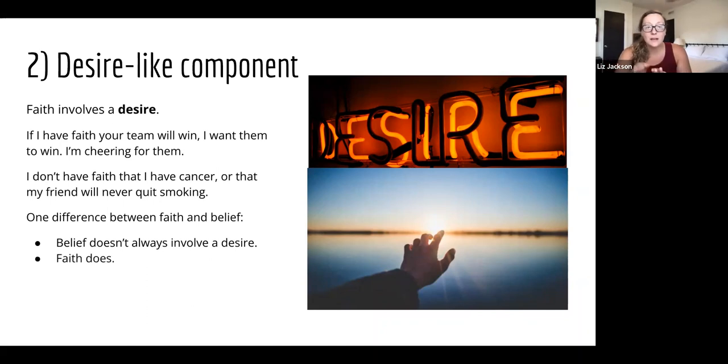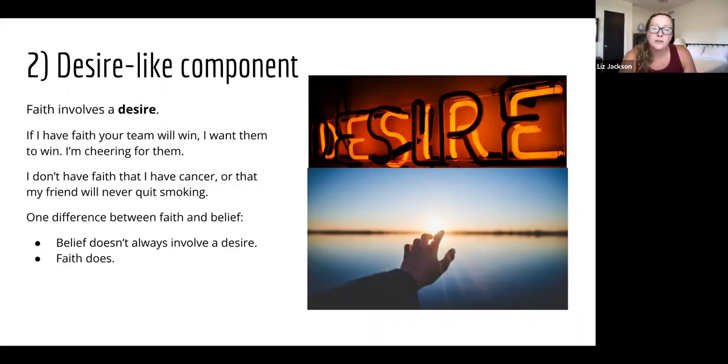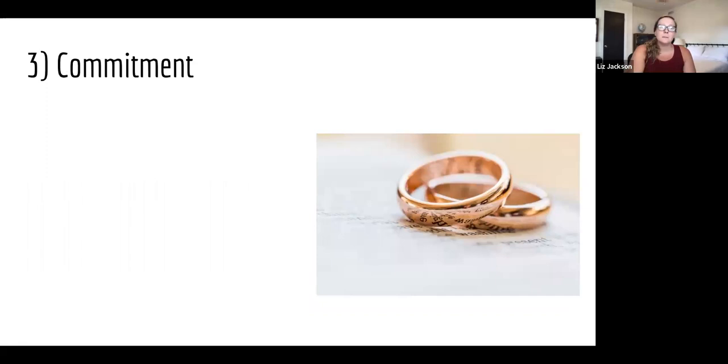So note that you could still say faith and mere belief are different, but faith always leads to a belief. It's just that belief doesn't always lead to faith. Belief does not entail faith. The question is whether faith entails belief. But because of this desire component, just because you believe something doesn't mean you have faith in it, or faith that it's true. Okay, so that's the second component of faith, the desire-like component.